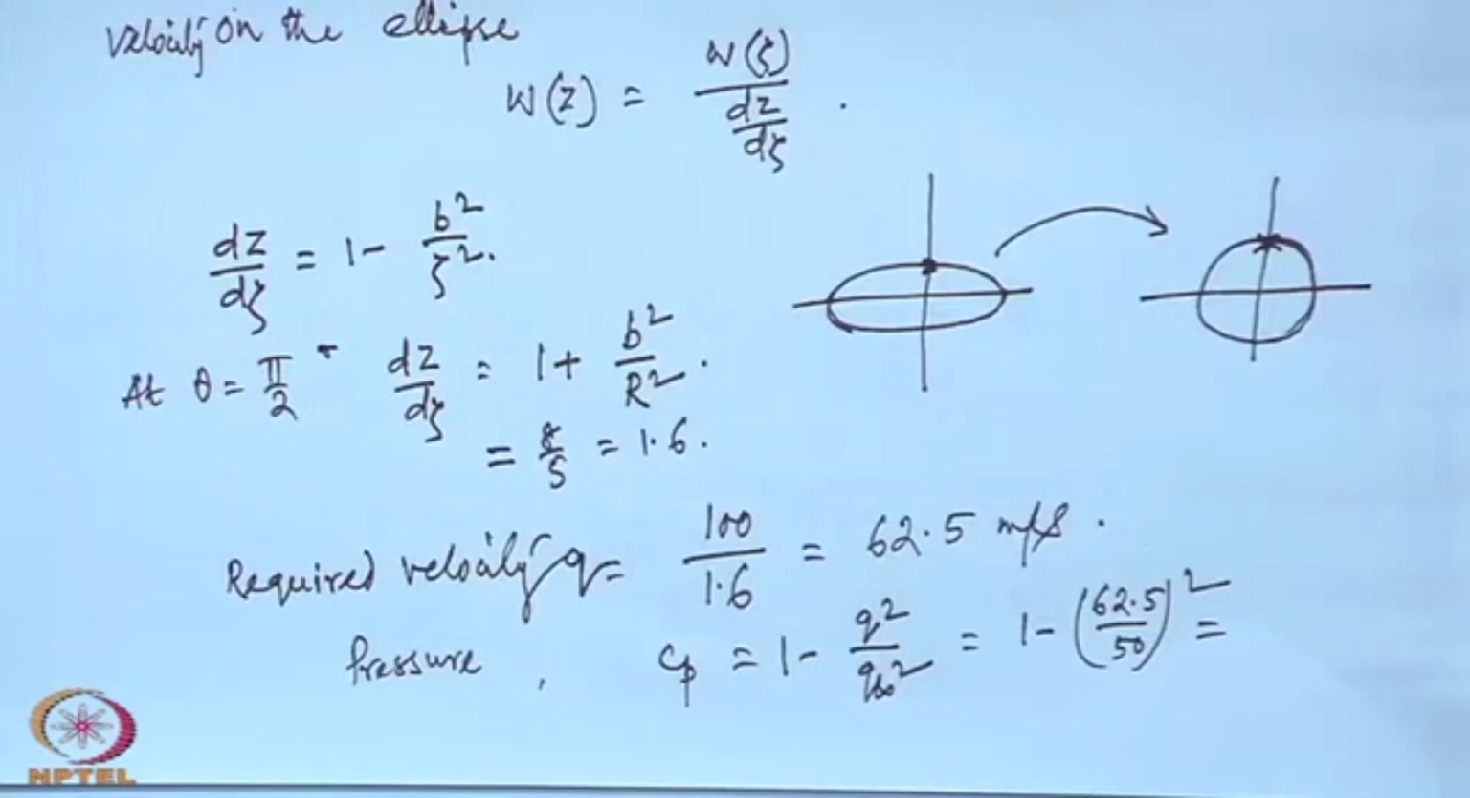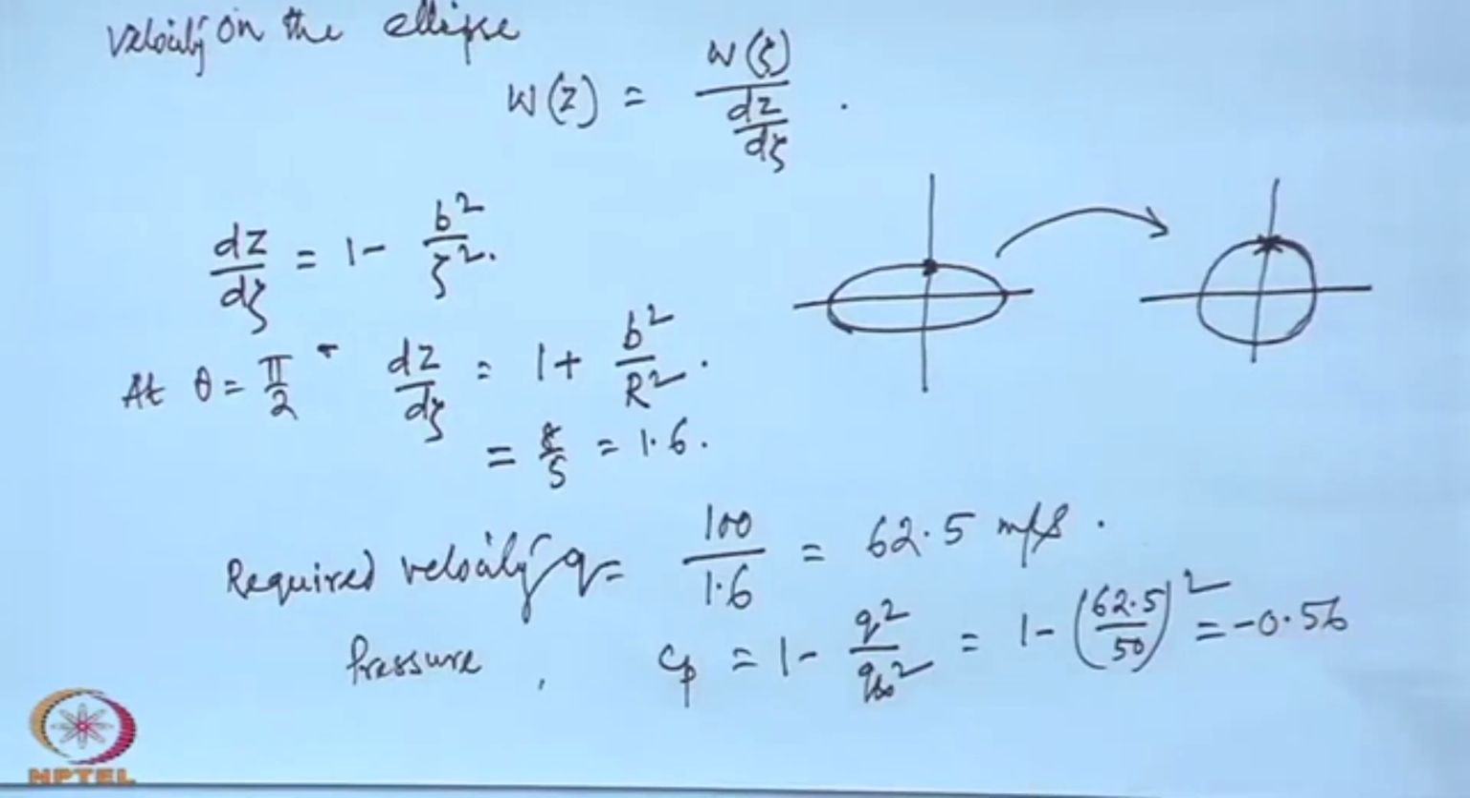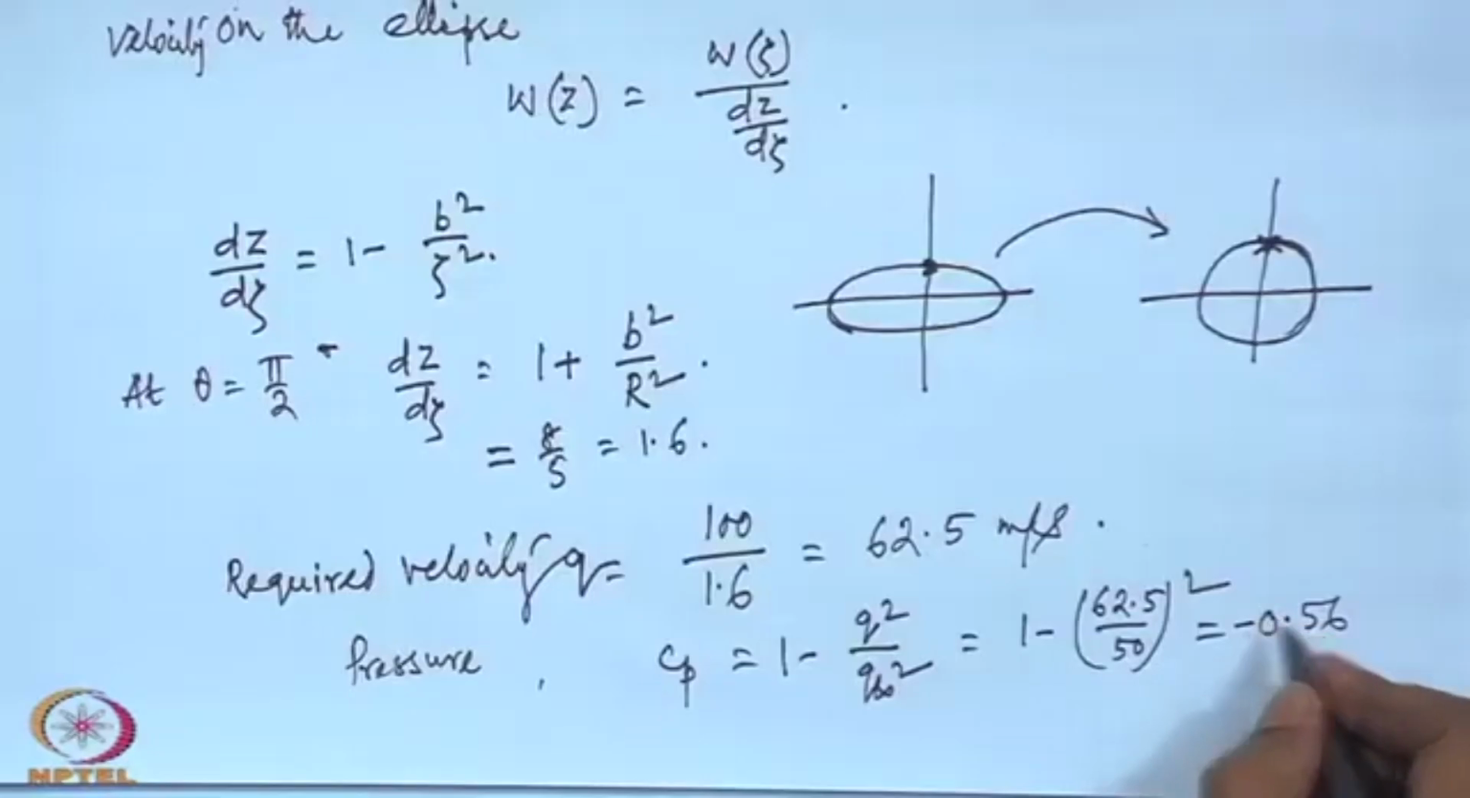Minus 0.56. That is all. Or if you want to express pressure in terms of your conventional Newton per meter square unit, then you have to multiply this by half rho q infinity square. But often you will be asked to find the pressure or lift, usually that will mean pressure coefficient and lift coefficient.